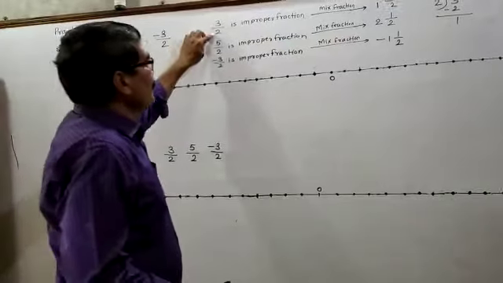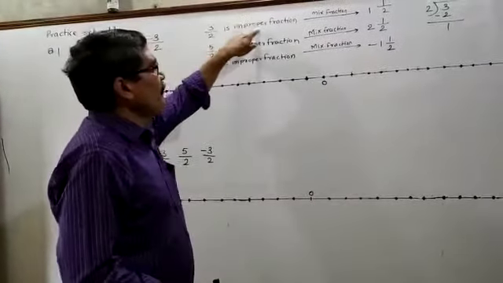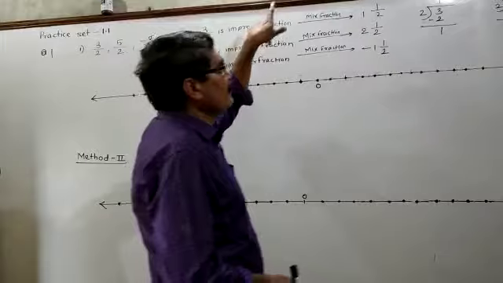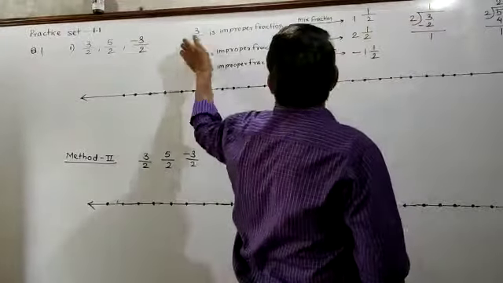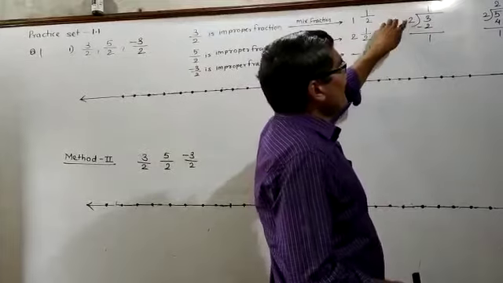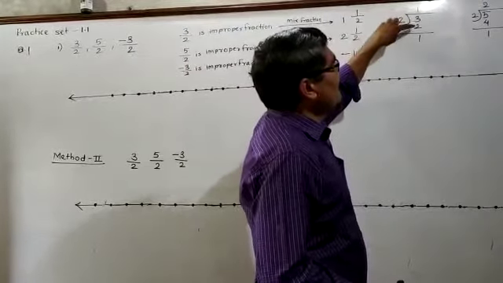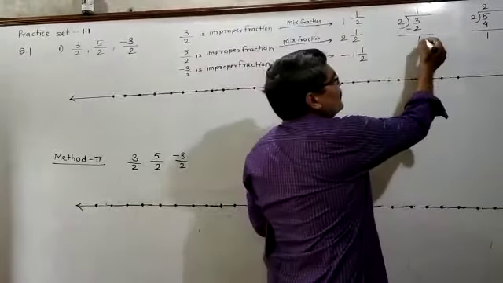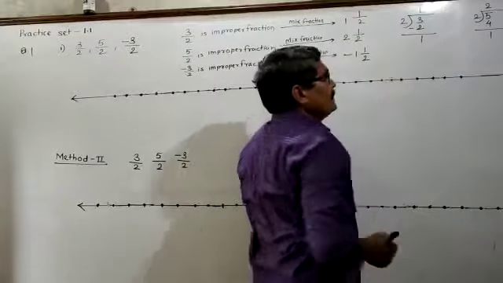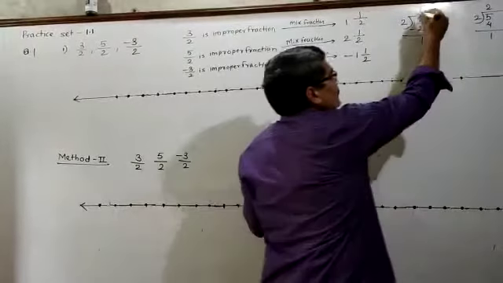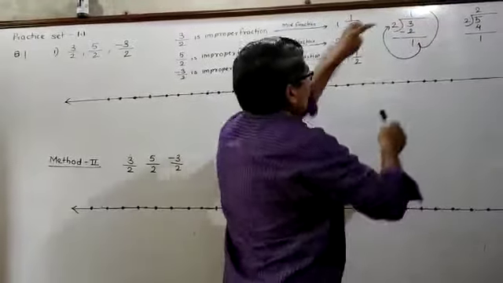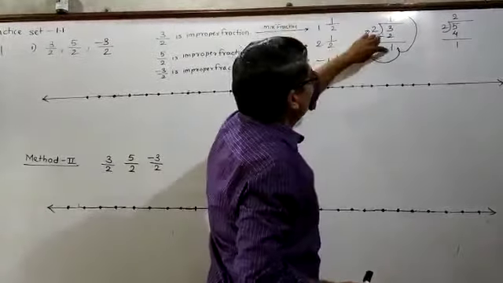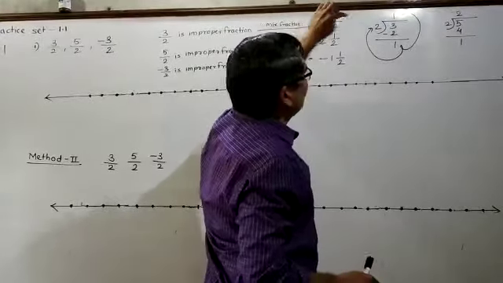Then 3 upon 2, this is an improper fraction, you have to convert it into a mixed fraction. At that time you have to do 3 divided by 2. 3 upon 2 means 3 divided by 2. After dividing, 2 ones are 2, the remainder will come 1. This is the remainder, this is the quotient, this one is the divisor, and you have to write like this: 1 whole 1 upon 2. You have to write it here.